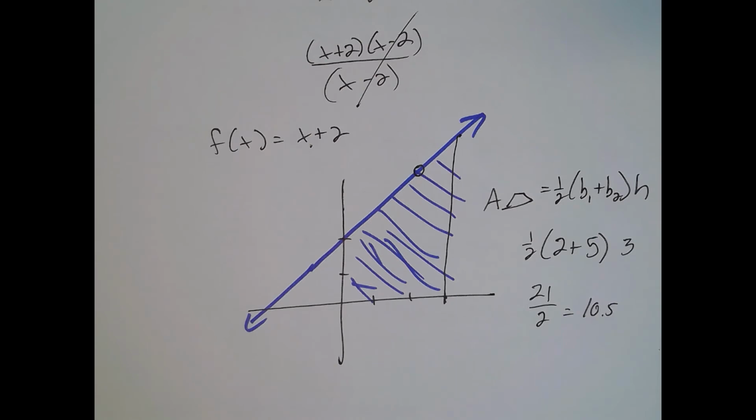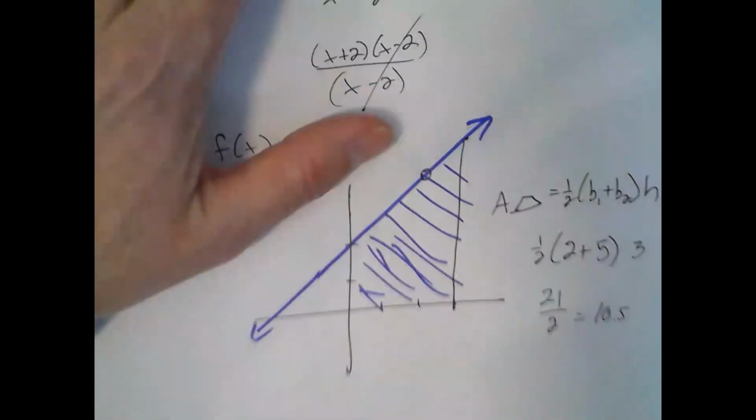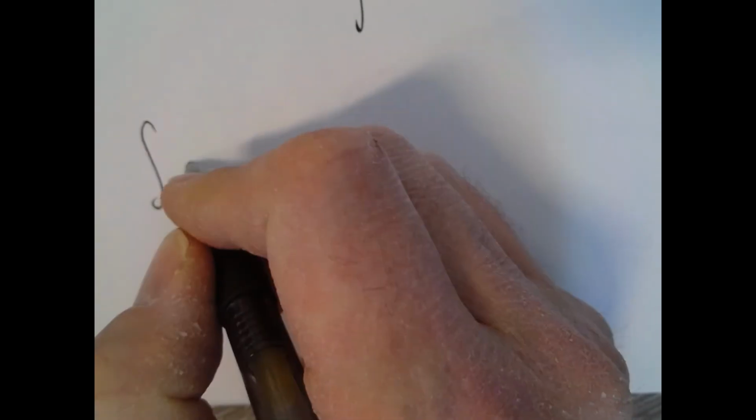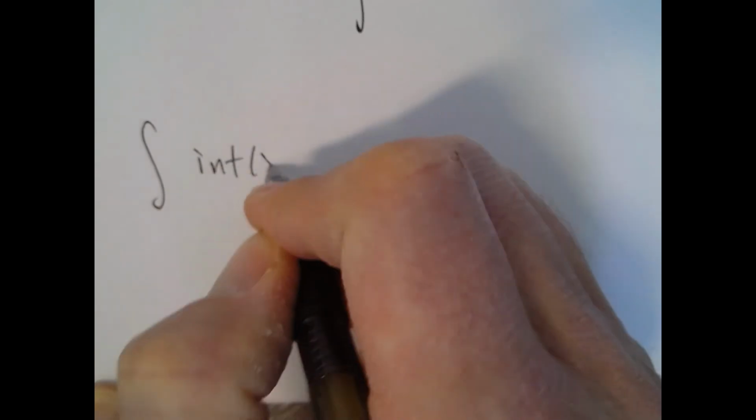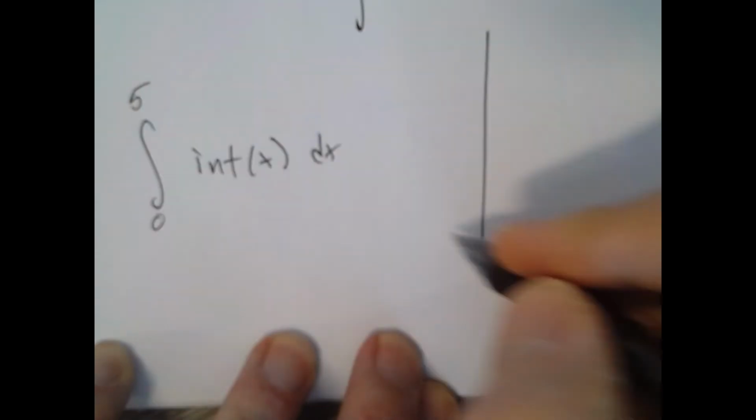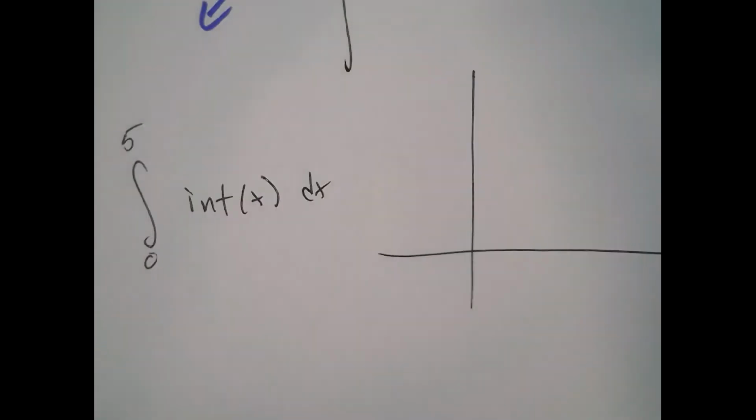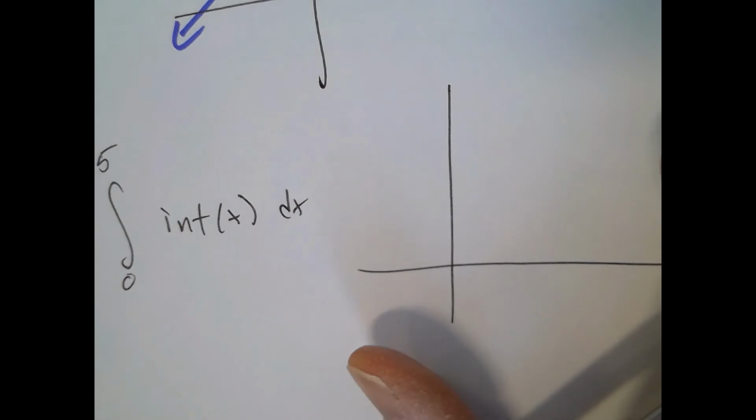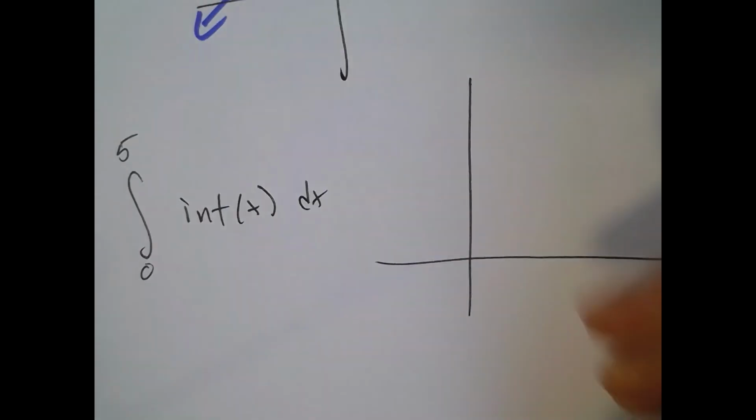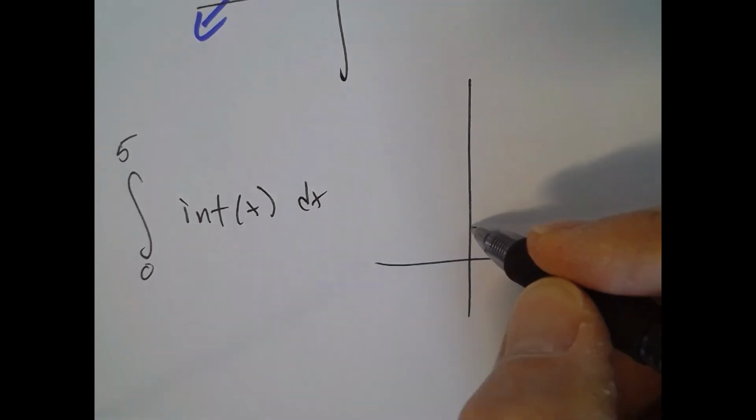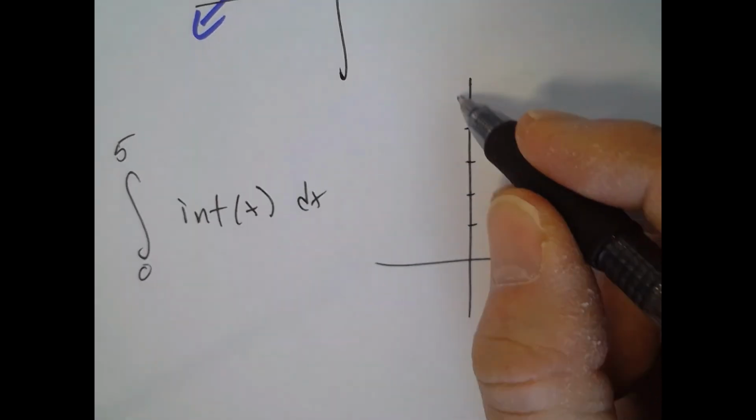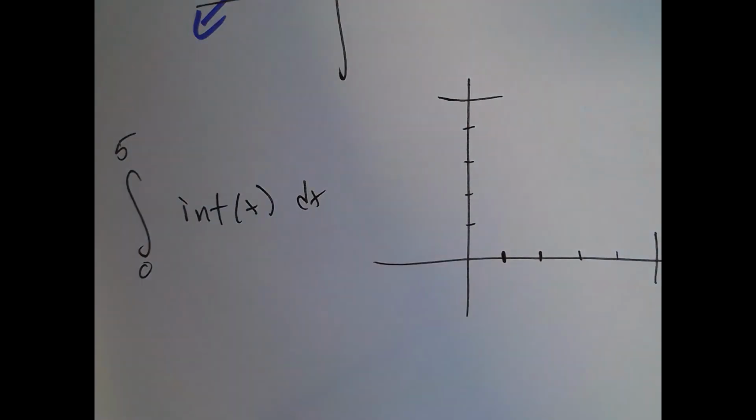Greatest integer function from 0 to 5. Alright, I'll go through that kind of quickly too. We're integrating the greatest integer of x from 0 to 5. So if you have a graph of the greatest integer, then we're in pretty good shape. Remember, the greatest integer is a stepwise function. 1, 2, 3, 4, 5. 1, 2, 3, 4.